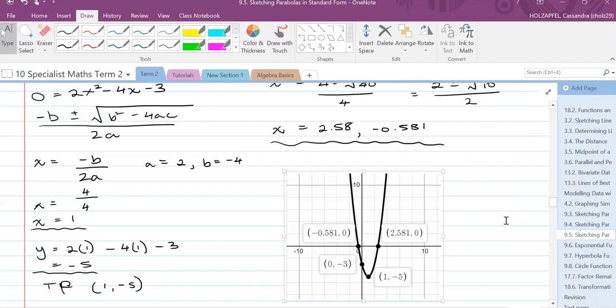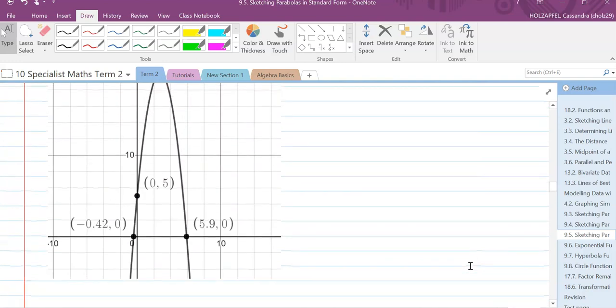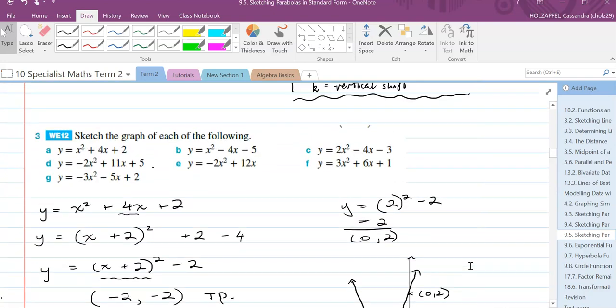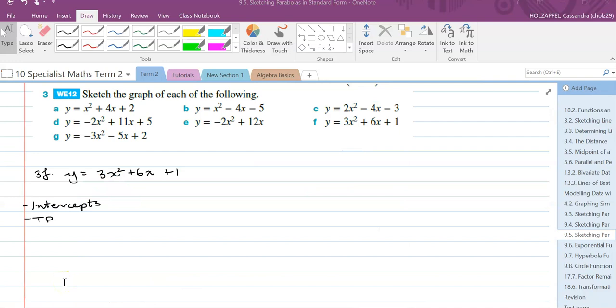So I've just gone ahead and used my wonderful friend Desmos again to find that graph, and then I've also just popped in those points just to show you that our method does work. So let's go ahead and do another little example here really quick. So scrolling up a bit far now, let's have a go at 3F. Okay, so I've got my equation here.